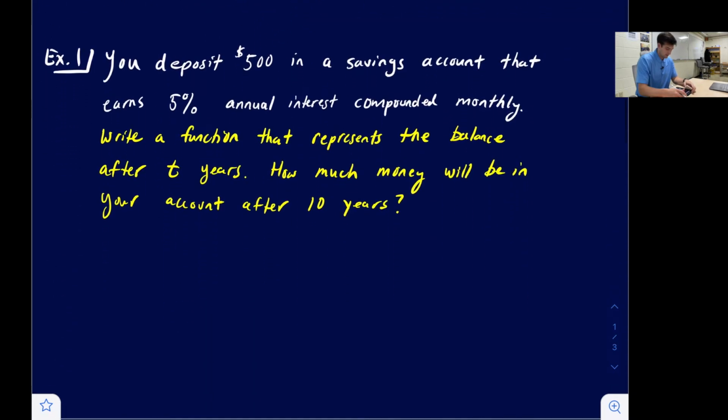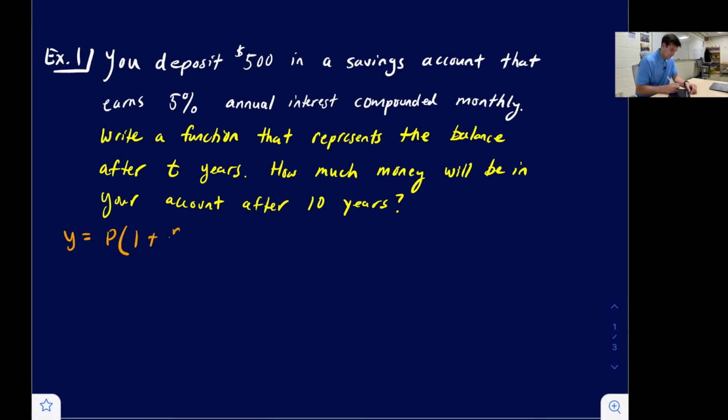Okay, so let's look at a couple examples. Start off with a savings account example. We're depositing $500 in a savings account that earns 5% annual interest compounded monthly. We want to write a function that represents the balance after t years, and then find out how much money will be in our account after 10 years. So we think to our equation: y equals the principal amount times 1 plus r divided by n, raised to the nt power. And we're just going to plug in some information.